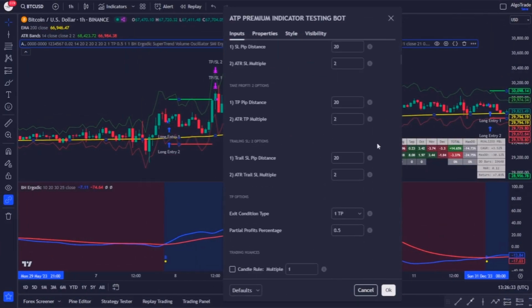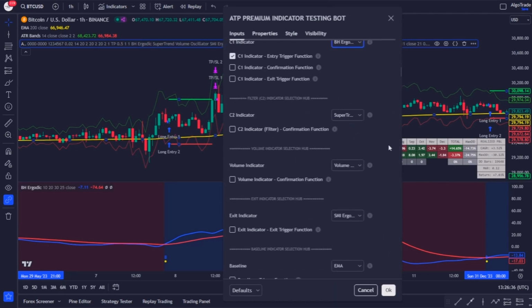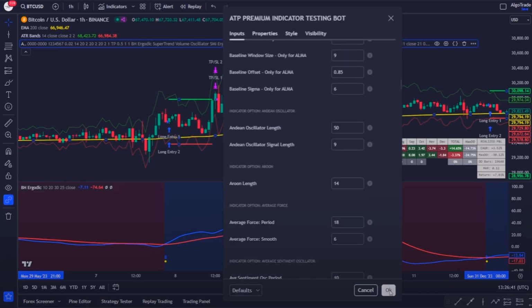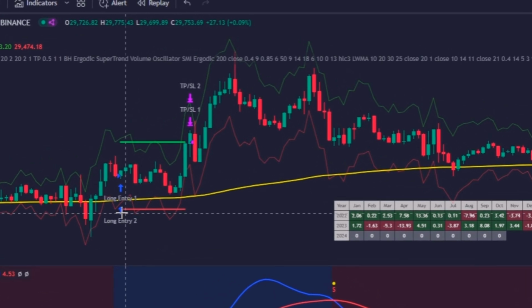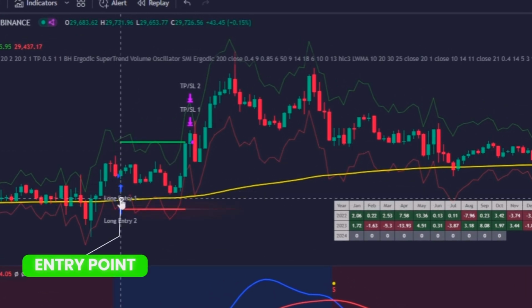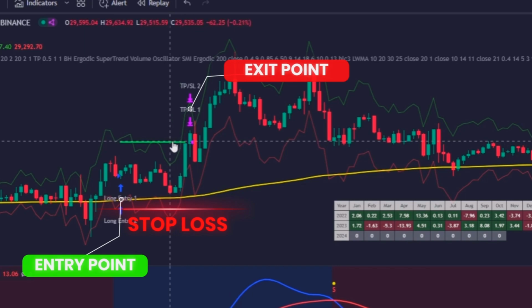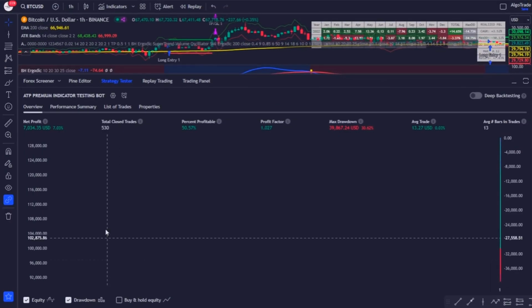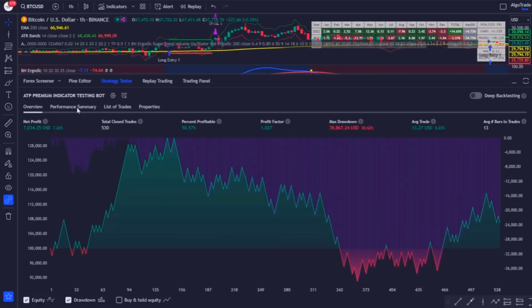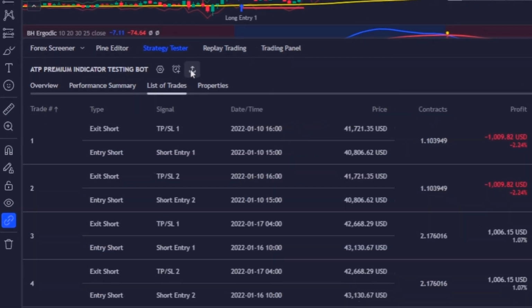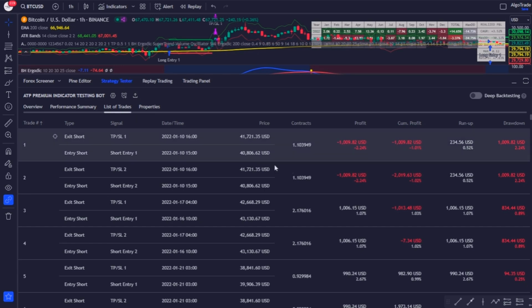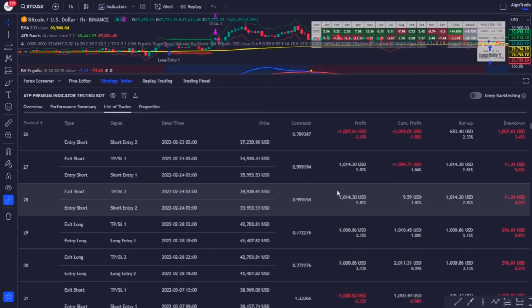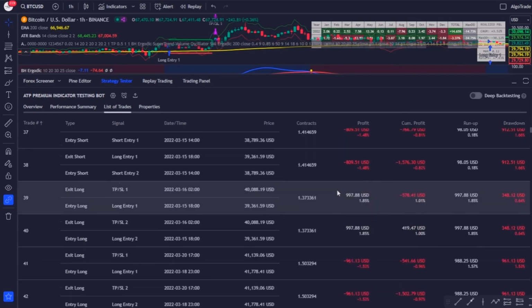Once we have set all the conditions, including the BH Ergodic, the 200 period EMA for baseline and our risk management rules, the trading bot will execute every valid trade on the charts with a respective entry point, stop loss and exit point. Also, you will see the monthly results displayed along with overall statistics for each asset in the Strategy Tester tab. And since I have the premium TradingView plan, I can download all the trades the bot executes, which I will use to create my trading journals with all the information about this strategy.